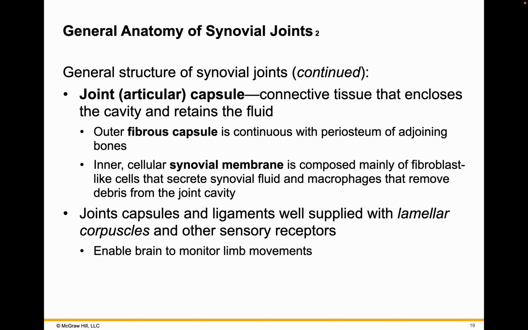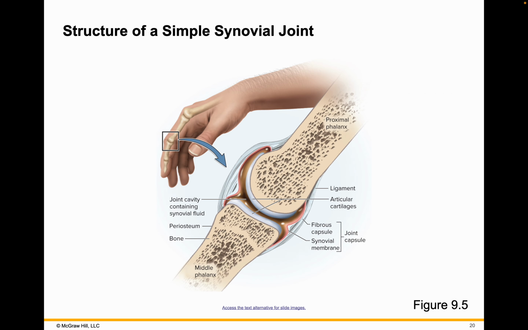Joint capsules and ligaments are well supplied with lamellar corpuscles and other sensory receptors, and that enables the brain to monitor limb movements. Here is a simple synovial joint.